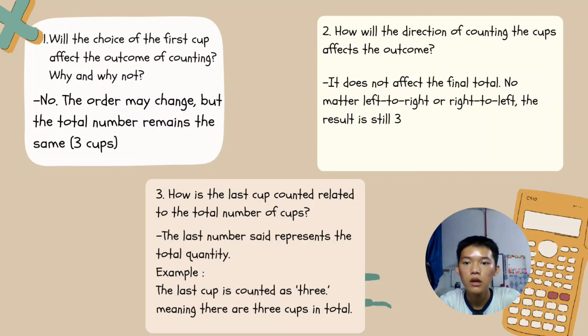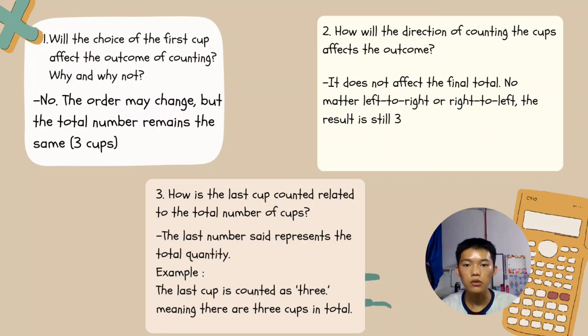outcome of counting? Why or why not? So the answer is no, because the order may change, but the total number remains the same, which is 3 cups. The second question is, how will the direction of counting the cups affect the outcome? The answer is, it does not affect the final total. No matter left to right or right to left, the result will still remain at 3.